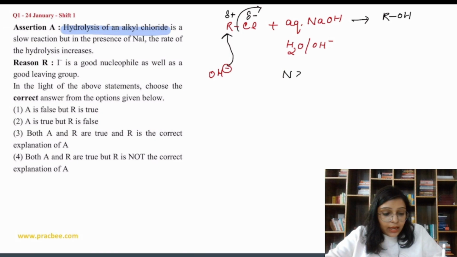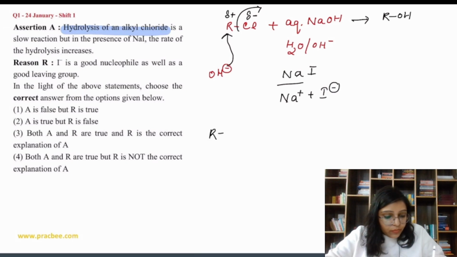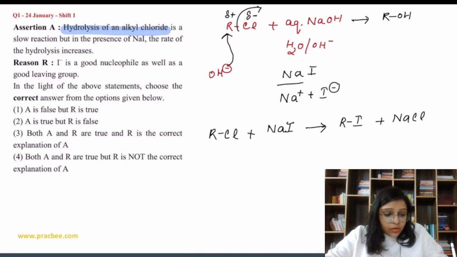So if you add NaI, what happens? We have Na plus and I minus. Okay. So if you add NaI, the rate of hydrolysis increases. Why? Because see, we have RCl, and if you add NaI, what happens? We get RI and NaCl. Why? Because I minus is a good nucleophile.